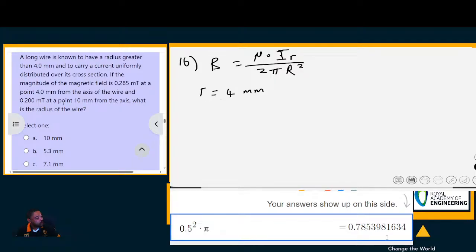So B at r equals 4 millimeters, it's inside the wire because they tell us it's greater. So B inside, let's just write it like this. It's mu naught times the current in this wire times the distance that it is inside. In this case it is 4 millimeters, and it is 2 pi r1 equals 4 millimeters, and we want r.